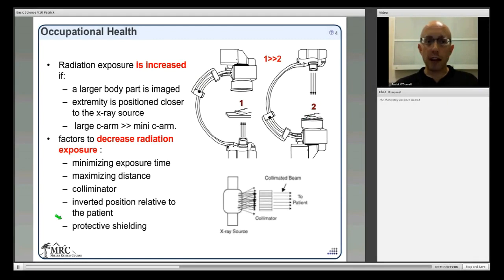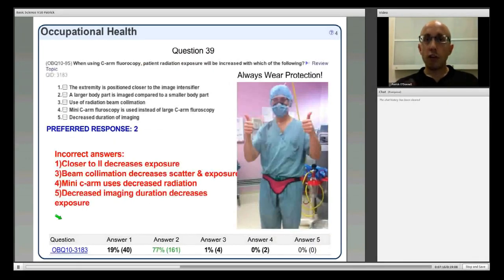Finally, use your protective shielding. So you always got to wear protection. Since I have a European background, this level of protection is perfect for me.